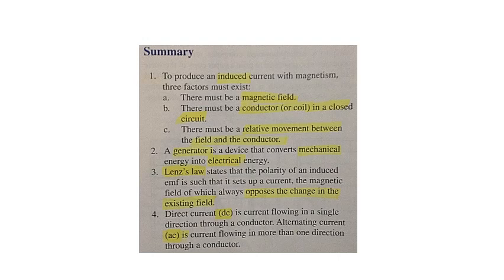2. A generator is a device that converts mechanical energy into electrical energy. 3. Lenz's Law states that the polarity of an induced EMF is such that it sets up a current, the magnetic field of which always opposes the change in the existing field. 4. Direct current, or DC, is current flowing in a single direction through a conductor. Alternating current, AC, is current flowing in more than one direction through a conductor.